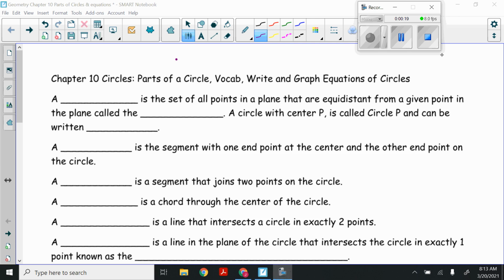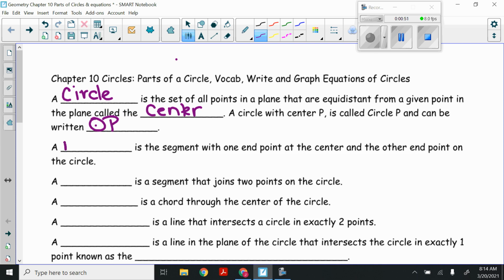a circle is the set of all points in a plane that are equidistant from a given point in the plane called the center. A circle with center P is called circle P and can be written. So our notation, we draw a circle, we put a dot in the middle, and then if we're calling it circle P, then we would list the point P.